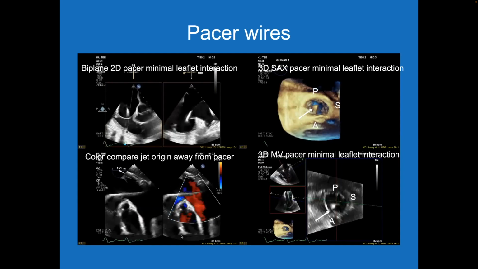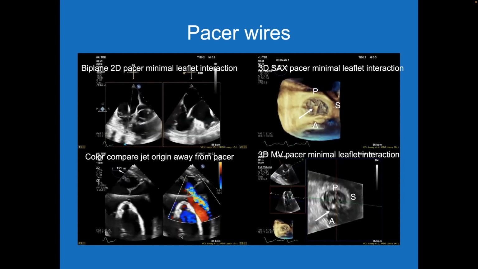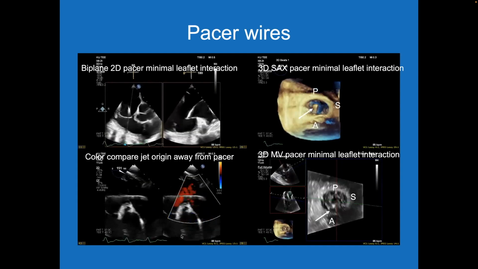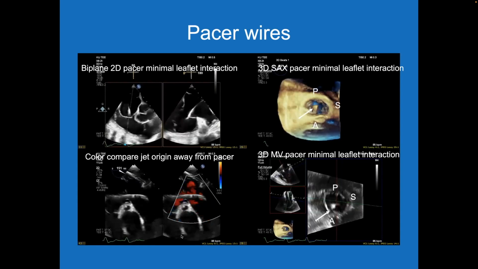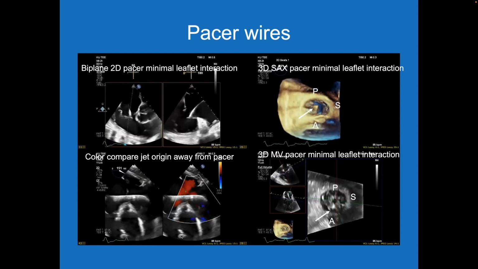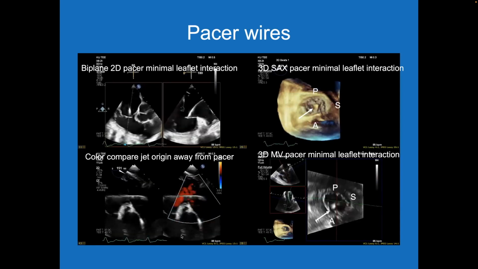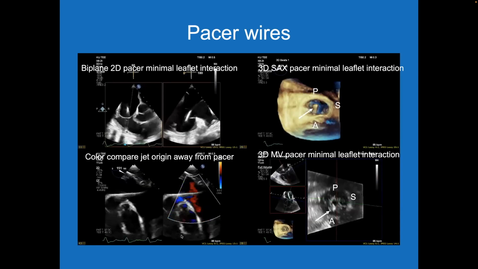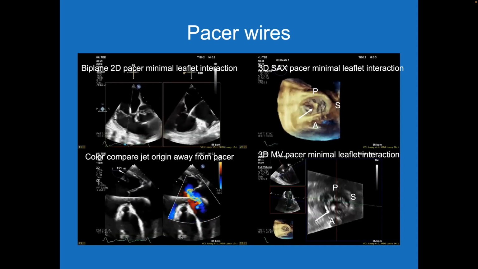So you can clearly see a biplane view from my RV inflow-outflow view on the top left, showing a pacer wire that appears to be central. What's important is to prove where the jet is coming from and how centralized the wire is. So on the bottom left, in a long axis 150-degree view of the stomach, I can see I'm perpendicular to the pacer wire. I can see the length of it. I can see it coming through the valve, but more importantly, when I turn the color on, I can see that the jet does not originate from it.